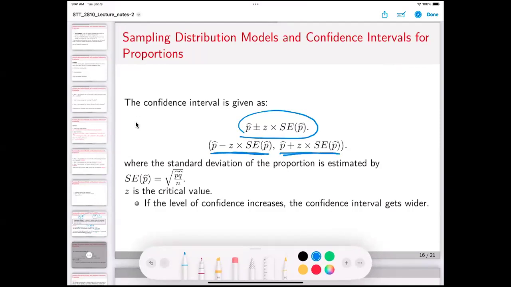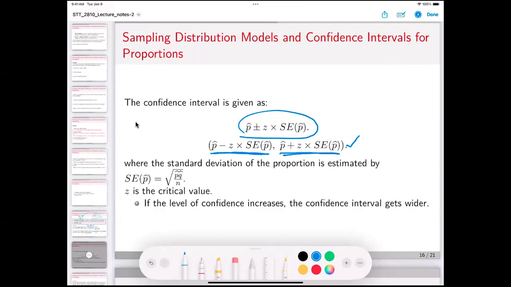So if you want to make stuff easy for yourself, you are better off to write this formula. Is that okay? It's the same thing. So here is plus and minus. So this is the same. If you see this in the book, it's the same thing. But then I went ahead to break it down for you. This is the lower side, and this is the upper side.